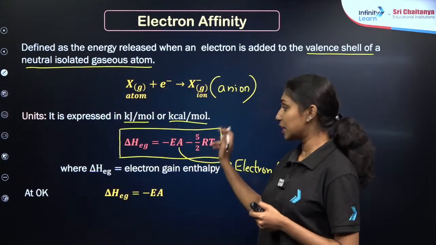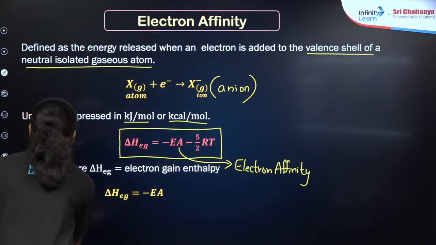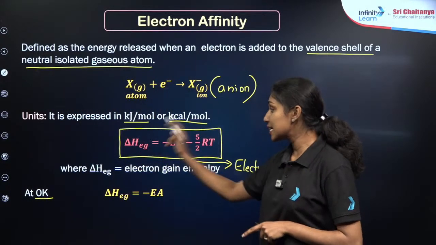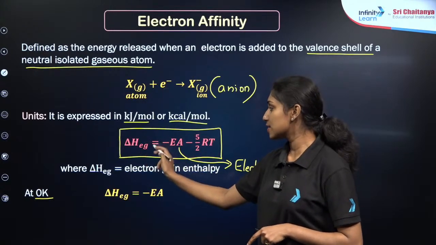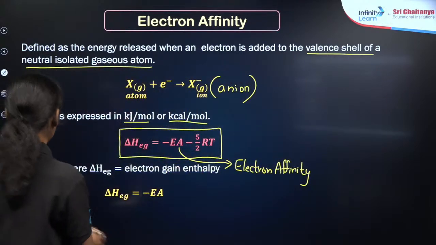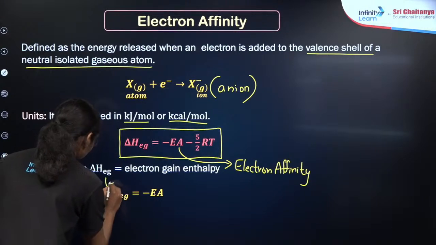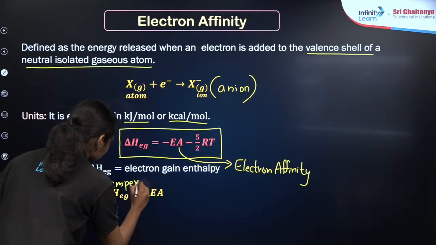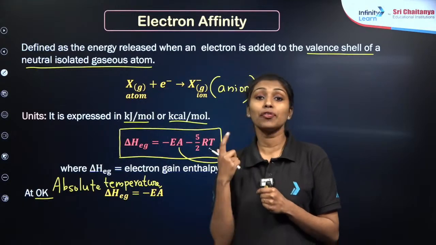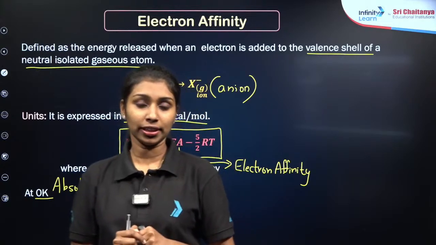This is the relationship with temperature. Whenever we take the temperature at 0 Kelvin, what will happen to this equation? T will become 0, which means that delta HEG is equal to minus EA. Clear? Delta HEG is equal to minus of EA. Otherwise, we can say that at absolute Kelvin temperature, or absolute zero temperature, the electron gain enthalpy is equal to the negative of electron affinity, which means the electron gain enthalpy and electron affinity have the same magnitude, but their sign will be different. Clear?